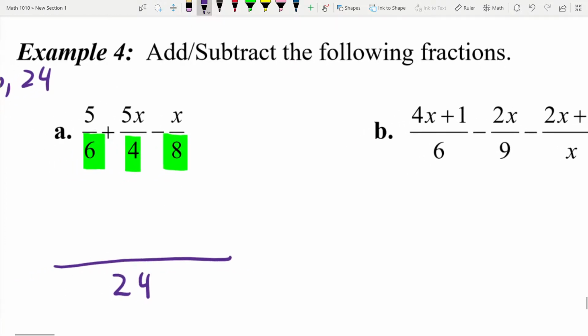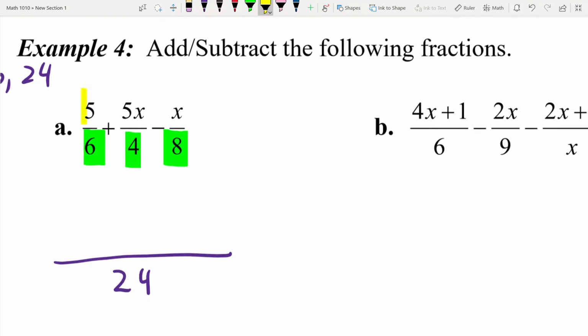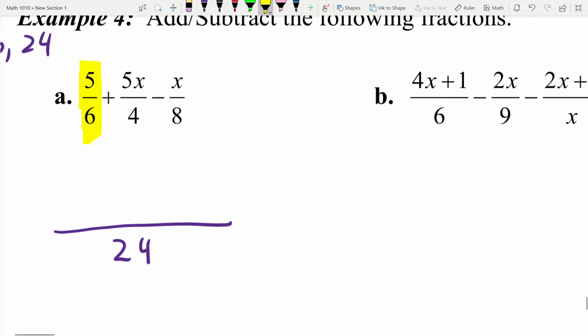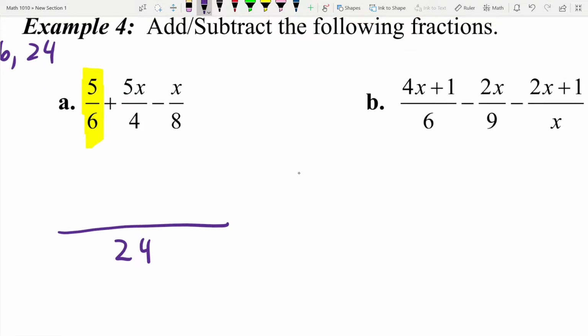Now look at the first fraction. Look at this first fraction right here. I have to turn a 6 into a 24, so the bottom can be a 24. How do I do that? 6 times 4 is 24. So if you multiply the bottom by 4, you have to multiply the top by 4. So 5 times 4 is 20.